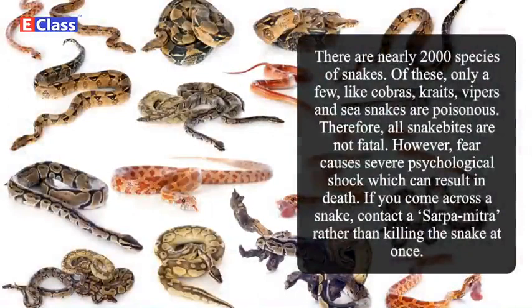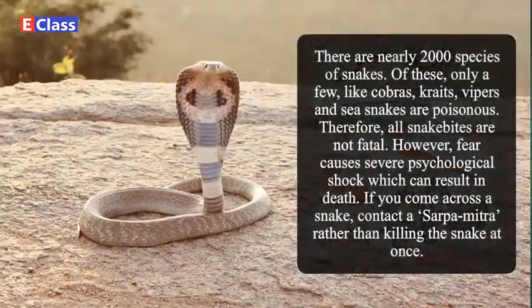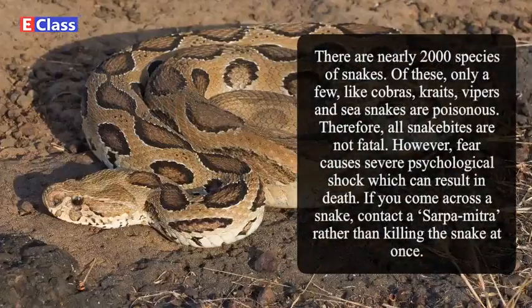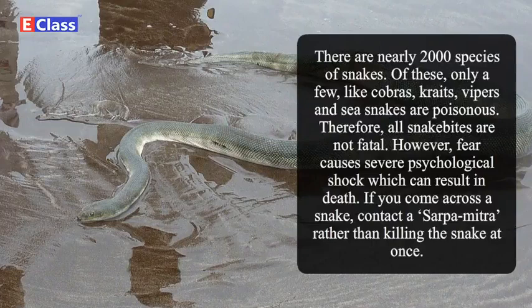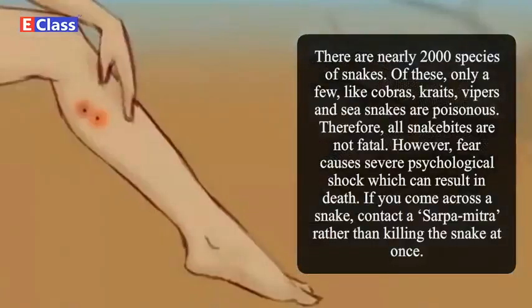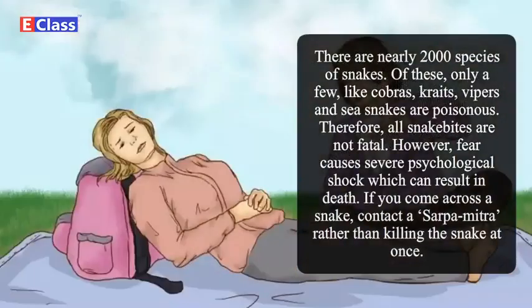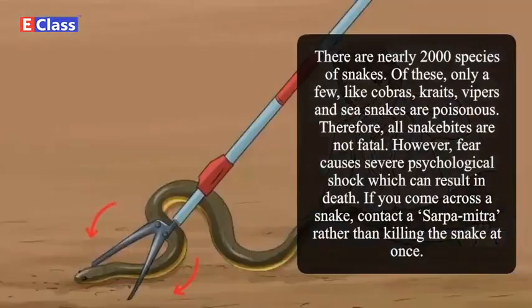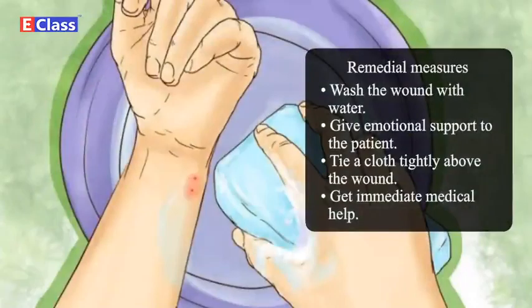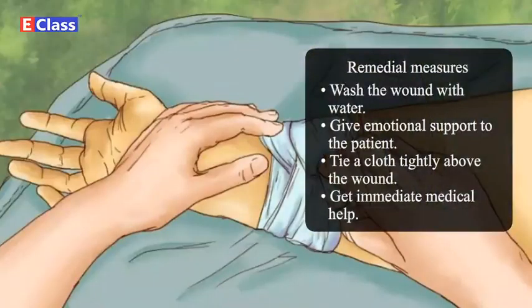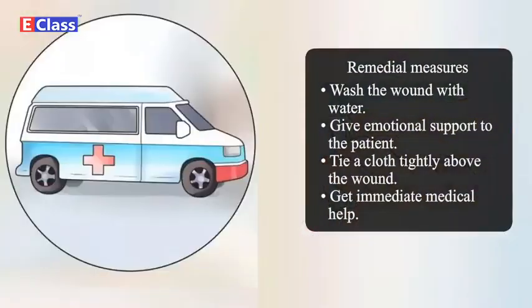4. Snake bite. There are nearly 2,000 species of snakes. Of these, only a few like cobras, kraits, vipers and sea snakes are poisonous. Therefore, all snake bites are not fatal. However, fear causes severe psychological shock which can result in death. If you come across a snake, contact a Sarpa Mitra rather than killing the snake at once. Remedial measures. Wash the wound with water. Give emotional support to the patient. Tie a cloth tightly above the wound. Give immediate medical help.